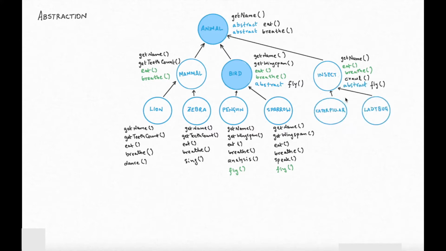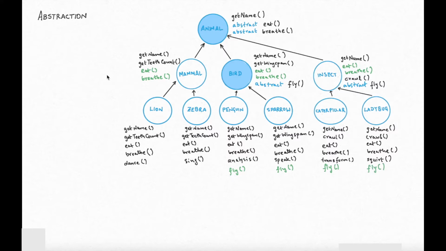named fly. Now, let's say we are considering two possible insects, and we are creating classes, one for a caterpillar and another for a ladybug. So what methods will they have? Both of them will have the getName, crawl, eat, and breed methods from insect. They can have their own unique methods, but what we are really interested in is the fly method. They have to override the fly method from the insect class because fly is an abstract method.